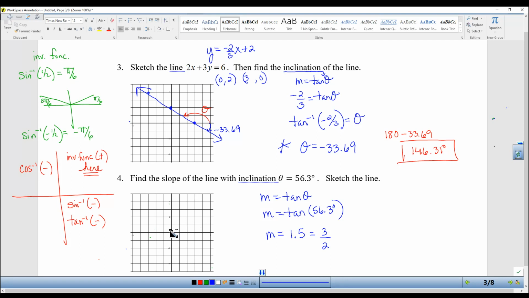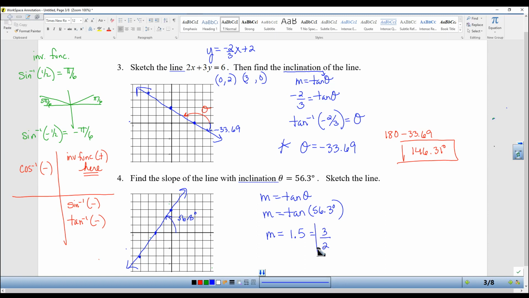You might want to convert that to a fraction to make it easier for you to graph. It doesn't matter where you start. So just to show you that, I'm going to make my x-intercept over here, and then I'm going to go up 3 and over 2, because that's what the slope is. And then I look at it from the x-axis to the line. Does that inclination look like it's 56.3 degrees? Sure, that looks like it could be 56.3 degrees. So I feel good about it.